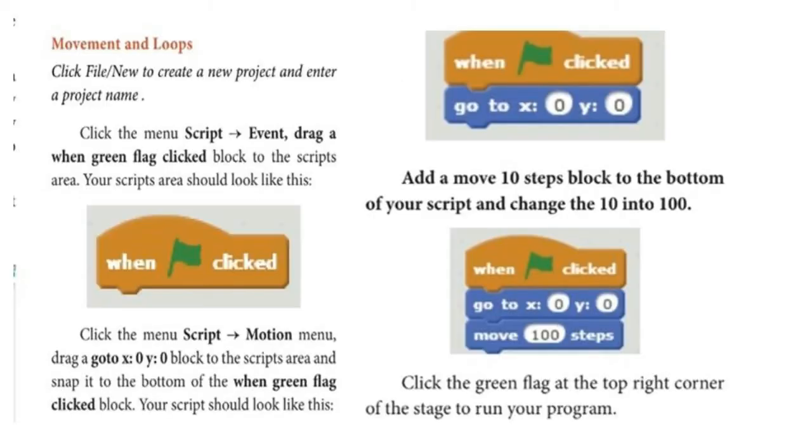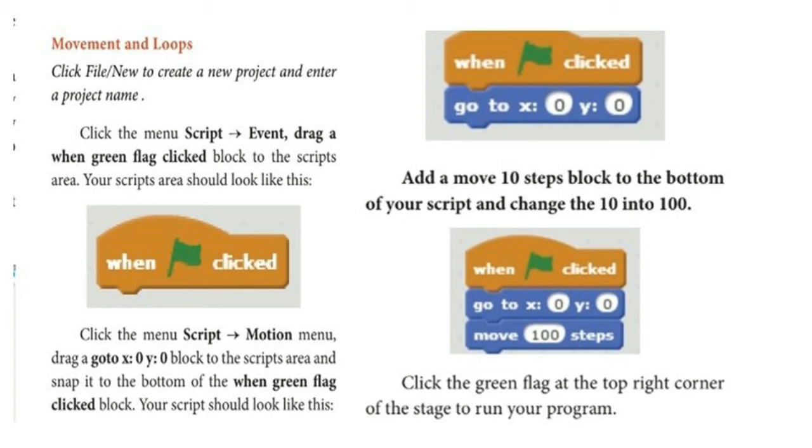Movement and loops. First, click File, then New File to create the project and enter the project name. First, click Script, Events, and drag the green flag clicked block to the scripts area. Your scripts area should look like this. Then click the Motion menu and drag the go to x equals 0, y equals 0 block to the scripts area and snap it to the bottom of the when green flag clicked block. Your script should look like this.